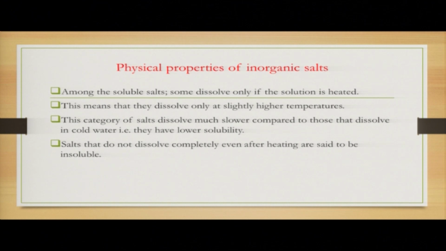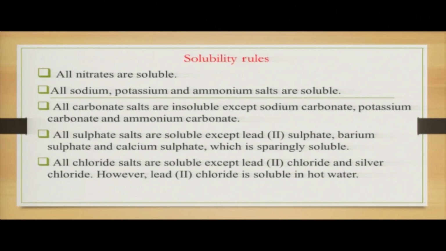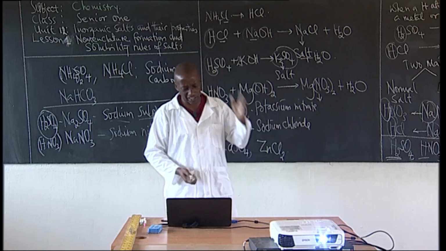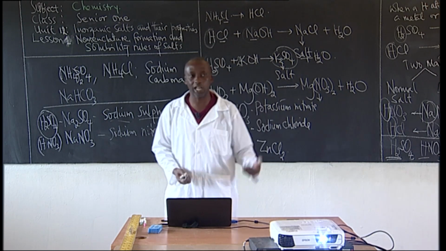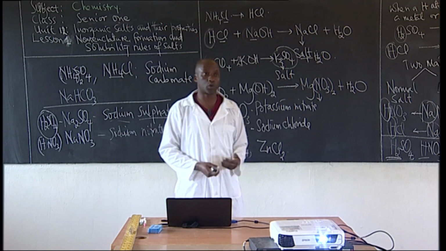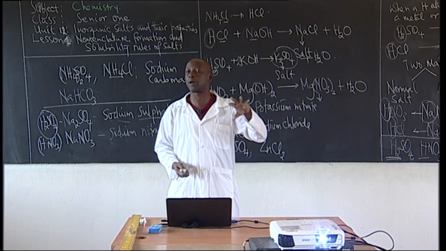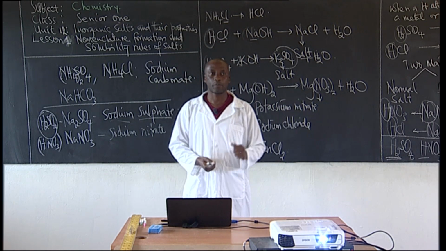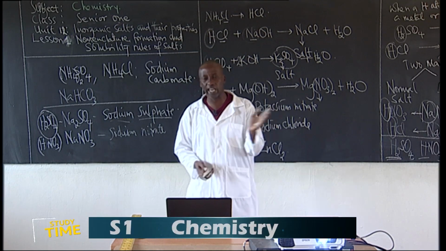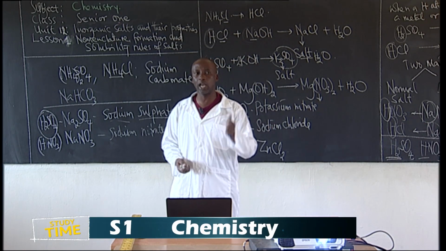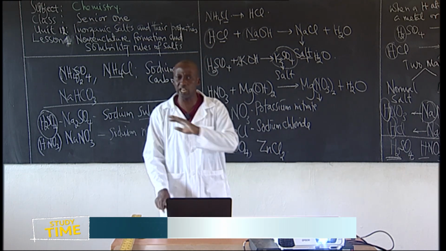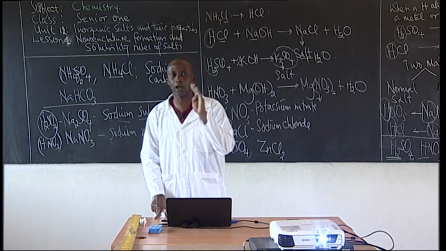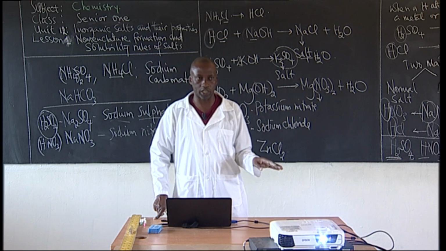Some dissolve in water, others do not dissolve, and others dissolve at certain conditions of temperature, either when they are heated. Now, these are the solubility rules that we need to remember. This is very important because as we look at the salts, we need to remember the solubility rules. All nitrates, you remember nitrates is a class of the salts, are soluble. All sodium, potassium, and ammonium salts are soluble. Any salt of sodium, potassium, and ammonium is soluble in water.